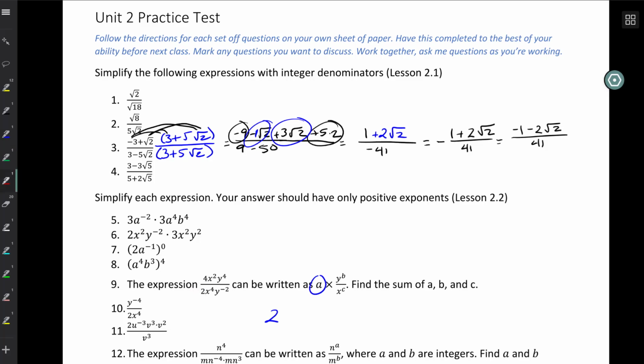That's easy enough. Now let's try to reduce these ones. We have x squared over x to the 4. That's the same thing as saying x times x over x times x times x times x. And we can see that I have x's canceling out here and here.